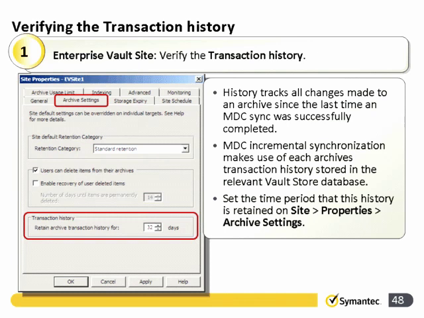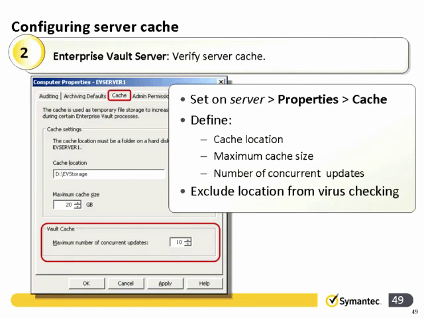Now, the metadata content incremental synchronization makes use of each of the archive's transaction histories stored in the relevant Vault Store data to determine how much data actually needs to be transferred or archived. And you can set the time period that this history is retained under the setting that is displayed on the screen. Next, we said we wanted to verify that the server cache has been configured.